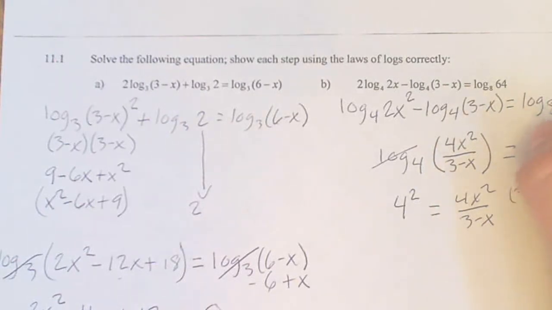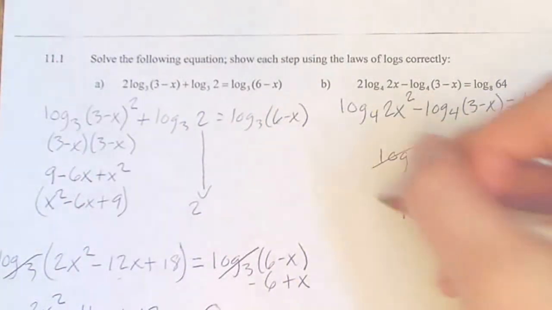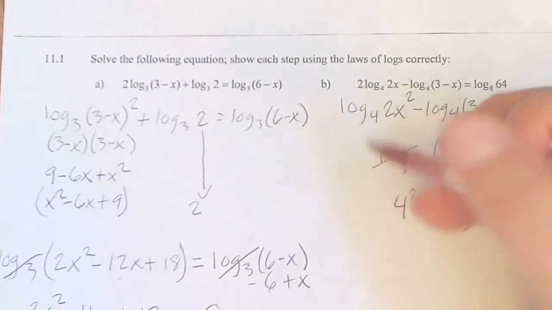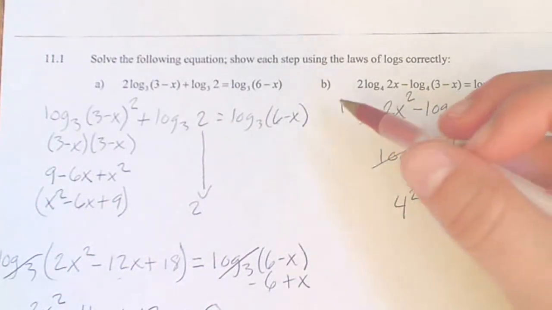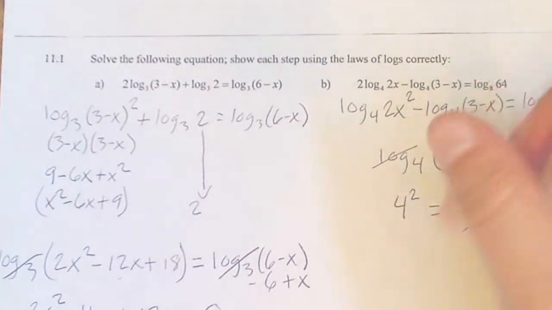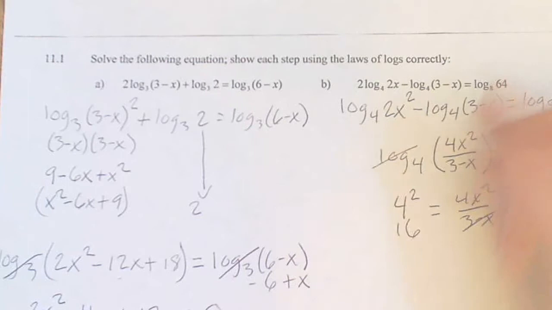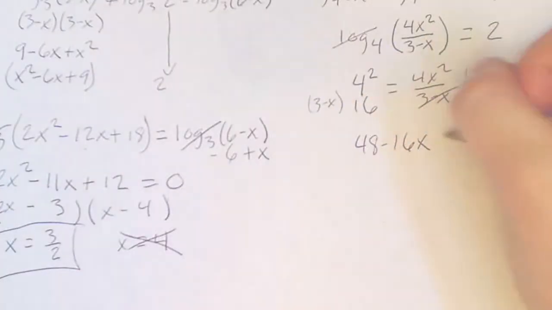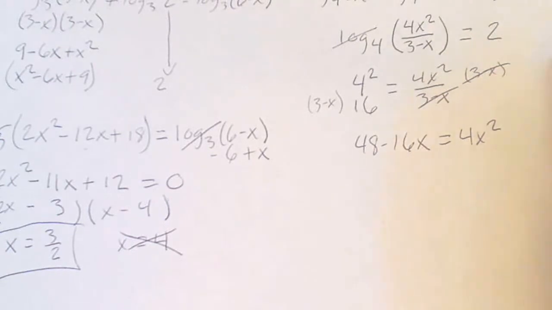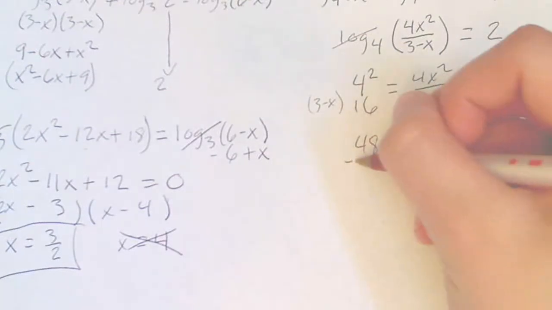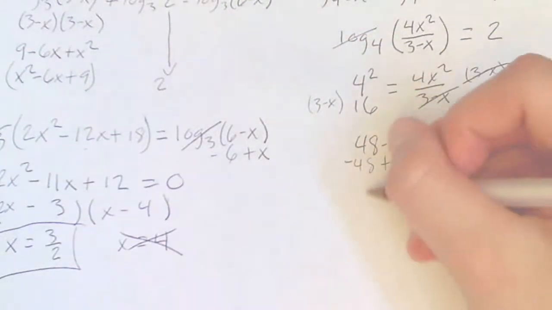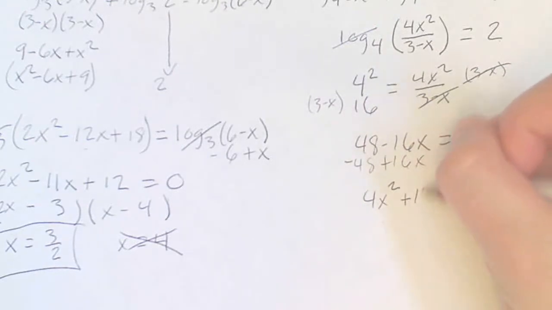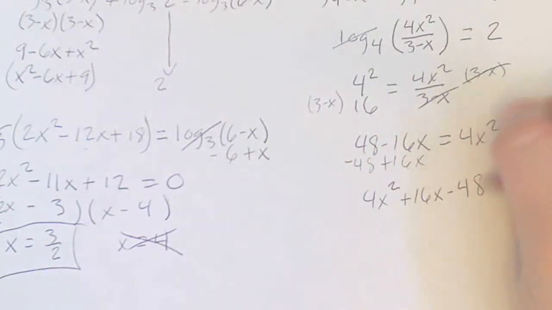Then you're going to multiply both sides by 3 minus x. That cancels here. And the 3 minus x on this side ends up being 16 times 3 minus x. You'll get 48 minus 16x equals, and all you have left over here is 4x squared. So then you're just going to add this 16x and subtract this 48. So it gives you 4x squared plus 16x minus 48.